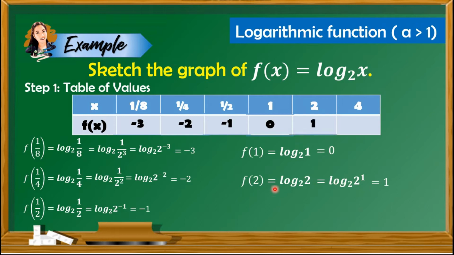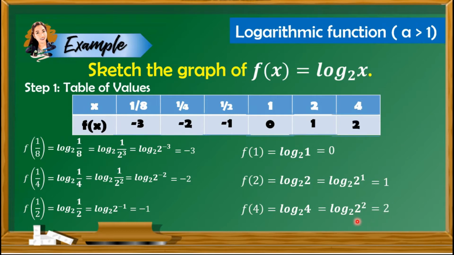Next, we have x equals 4. So we have f(4) = log base 2 of 4. Change 4 to a power of 2, so it will become this. Then since the base is equal to x, the answer is the exponent, which is 2.